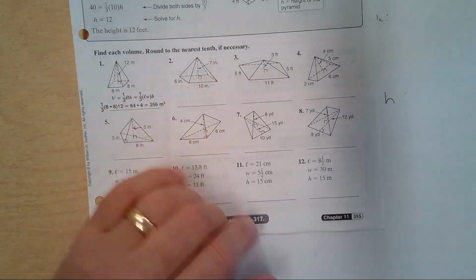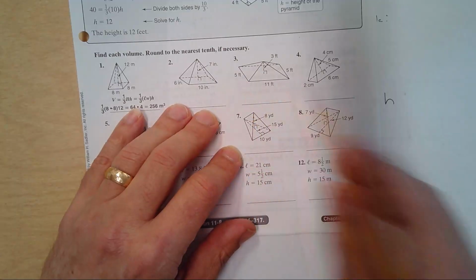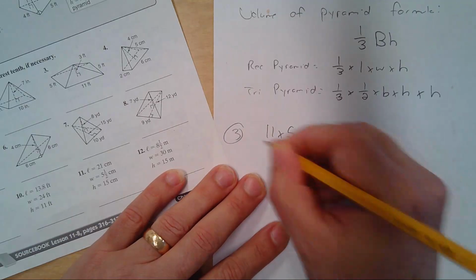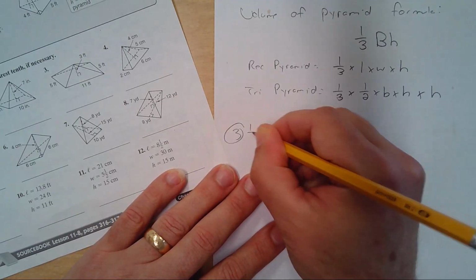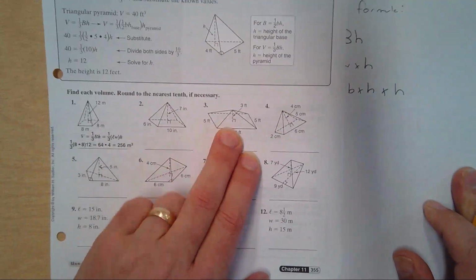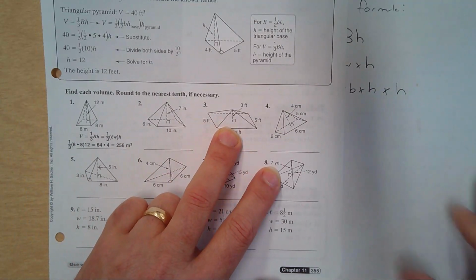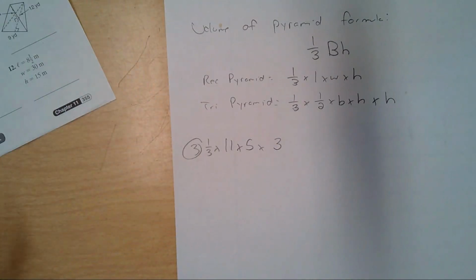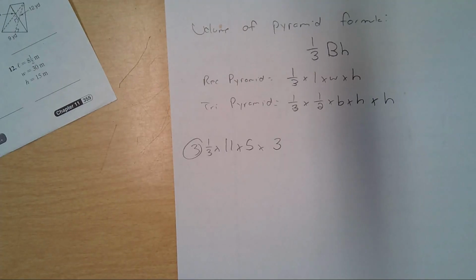But basically I need to find the area of the base. So that's 11 times 5. Of course, multiply by 1/3. And then multiply by the height of the pyramid itself, which is 3 feet. So there's all our info there. Whenever I'm dealing with these, you should always represent your answer in fraction form, because if you put it to a decimal, it's just going to be repeating decimals here.